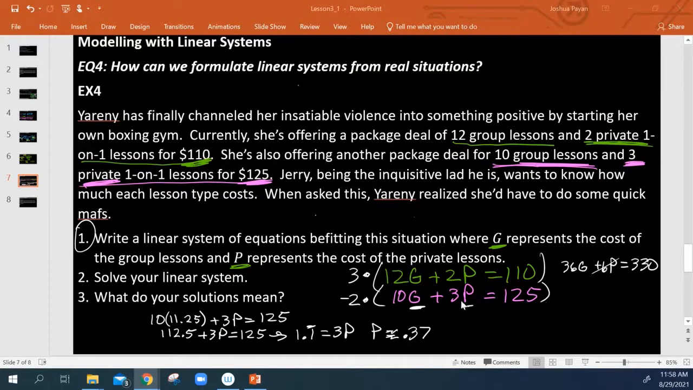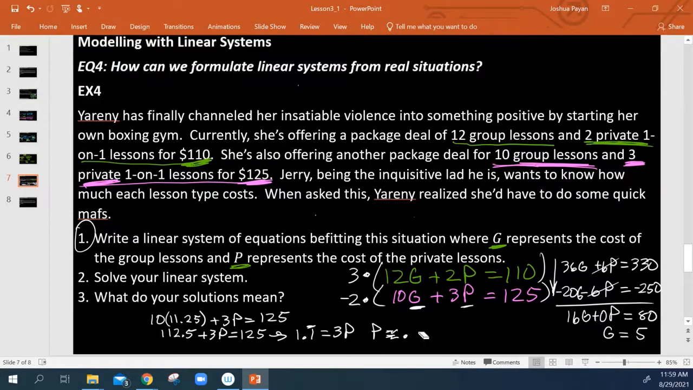Now I'm going to multiply the second equation in the pink by negative 2. That's going to give me negative 20G minus 6P, which is what we needed. And that's going to cancel with the plus 6P and is equal to negative 250. So we're going to combine everything down. That's going to give me equals 80. And this is going to be 0P and 16G, forgot the G. So we simply have 16G equals 80. That means G, when we divide by 16 on both sides, is equal to 5.